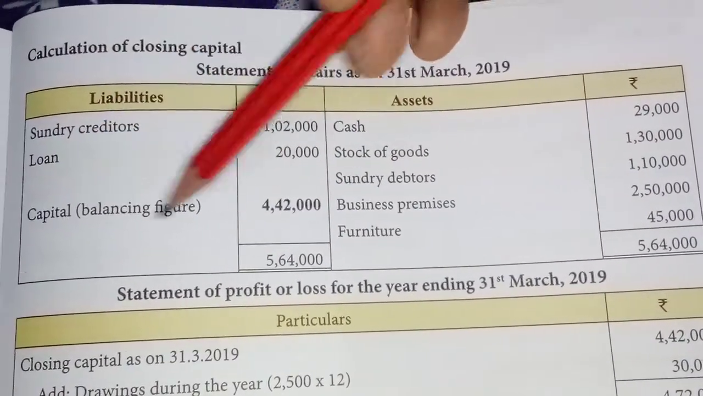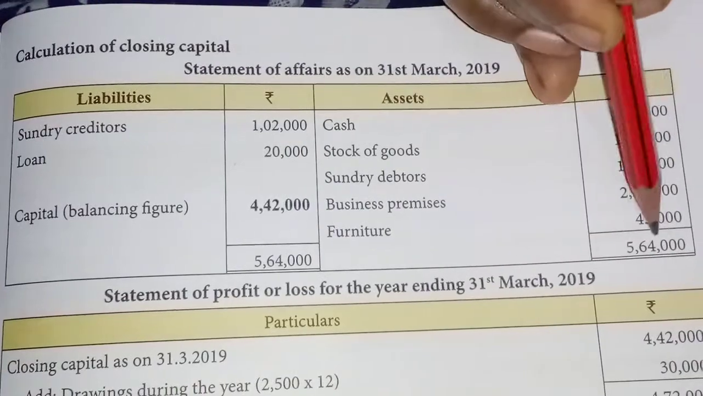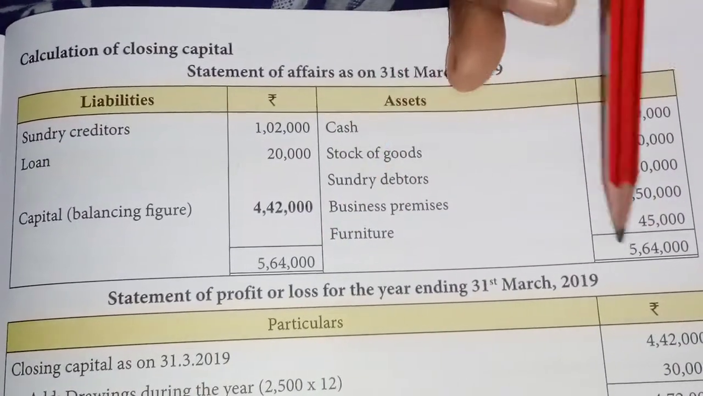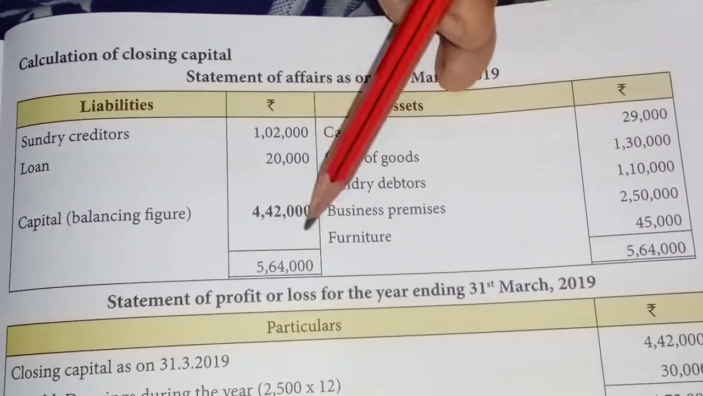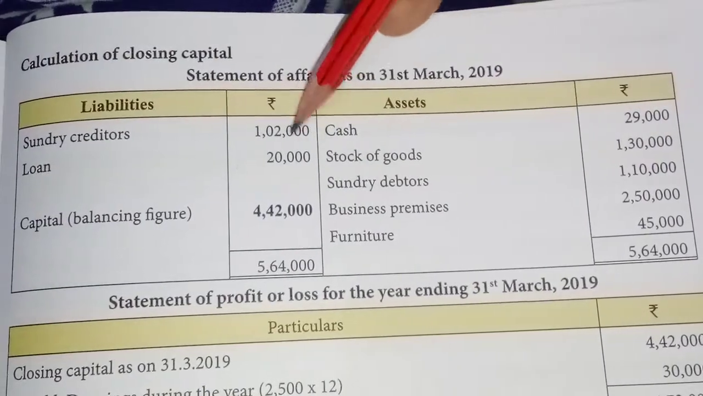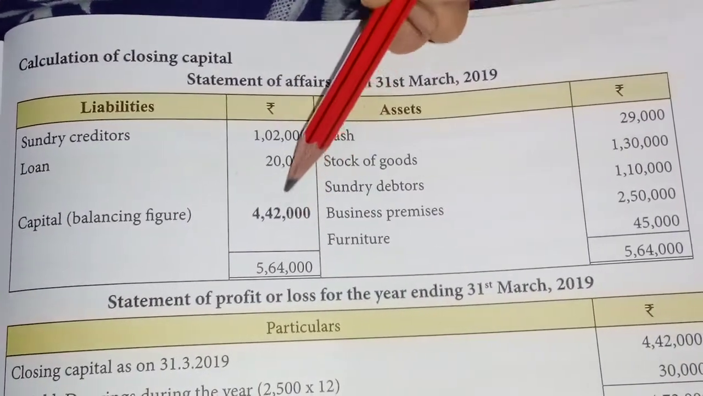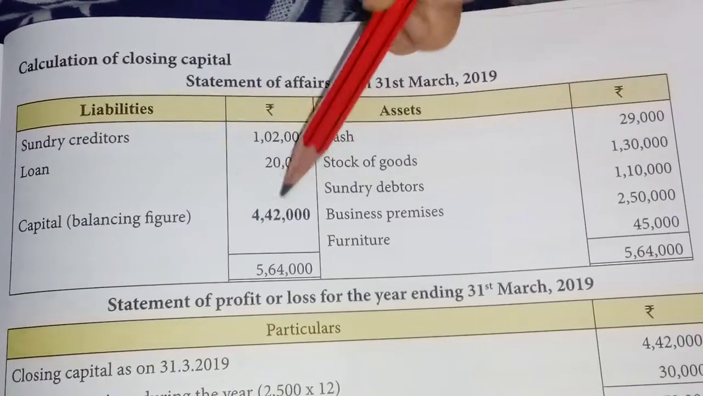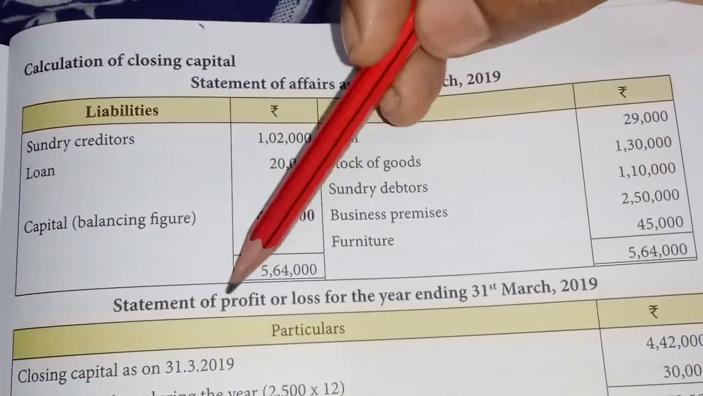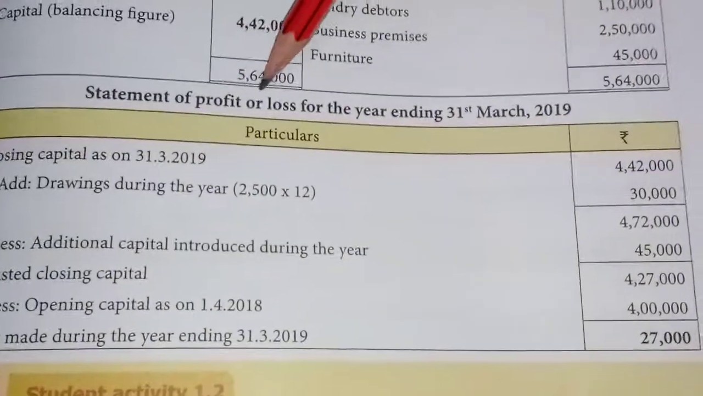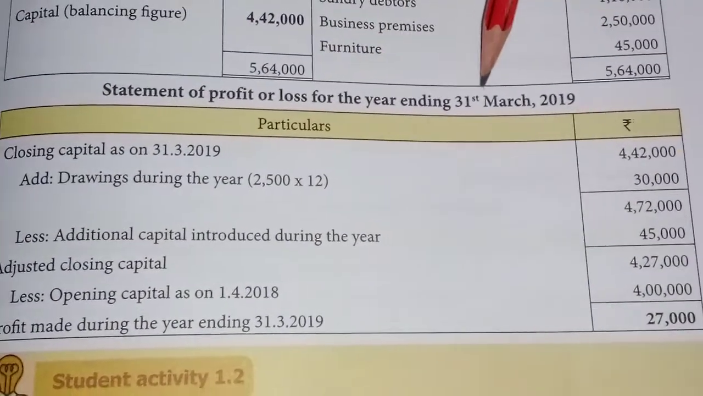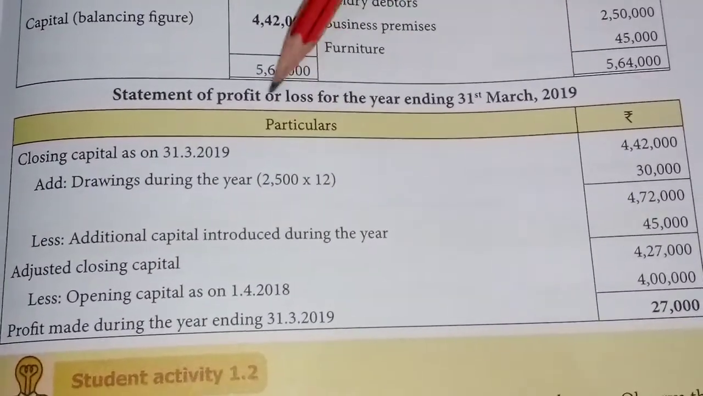Then we have to add first this item. Then write the same amount on this liability side and find out the difference in the same way I have told you. If you write the digits correctly, you can find it easily here itself. Then the next statement of profit or loss for the year ending 31st March 2019.